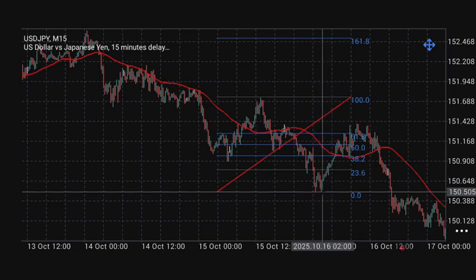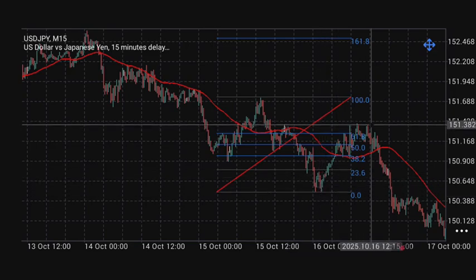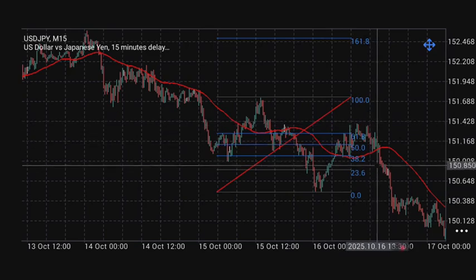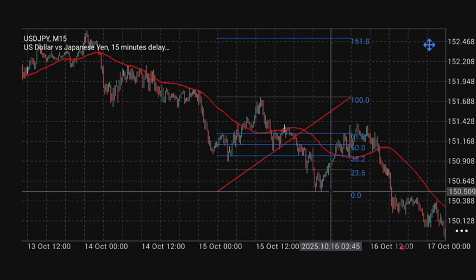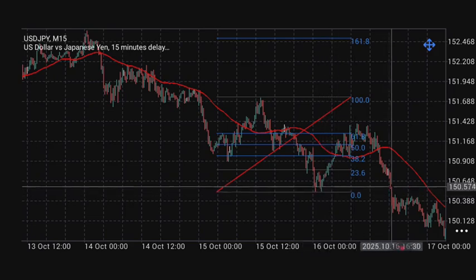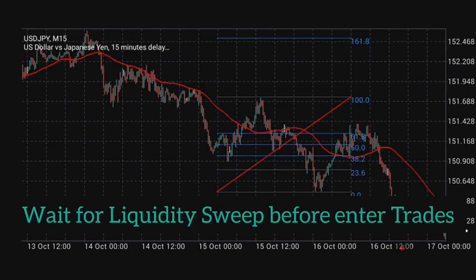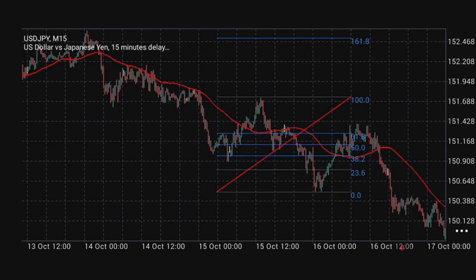So you also have a lot of buyers at this point. Remember that it was the buyers that pushed the price up. So liquidity was swept at this 1% level, and then price started moving down. The price also finally swept this liquidity and kept going down. So you don't just enter trades blindly. You wait for liquidity to be swept. Remember, liquidity was swept at the 50% level, the 1% level, and then it started going down. You wait for confirmation before you enter your trades.